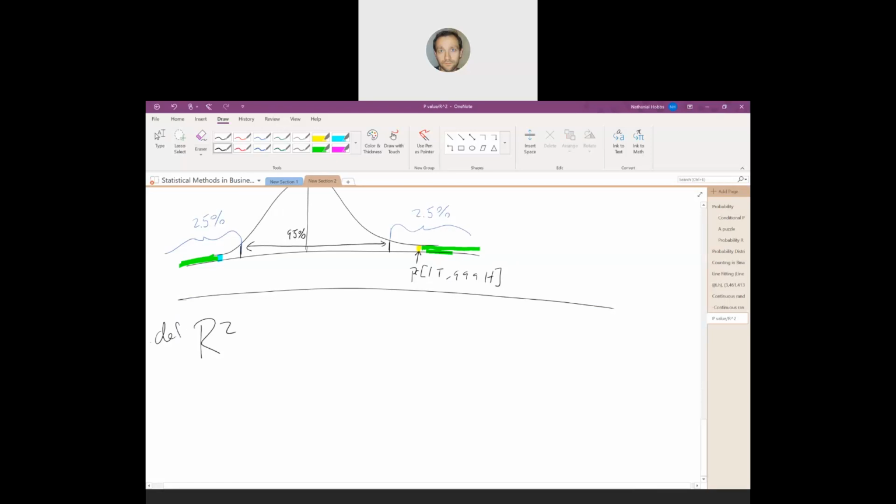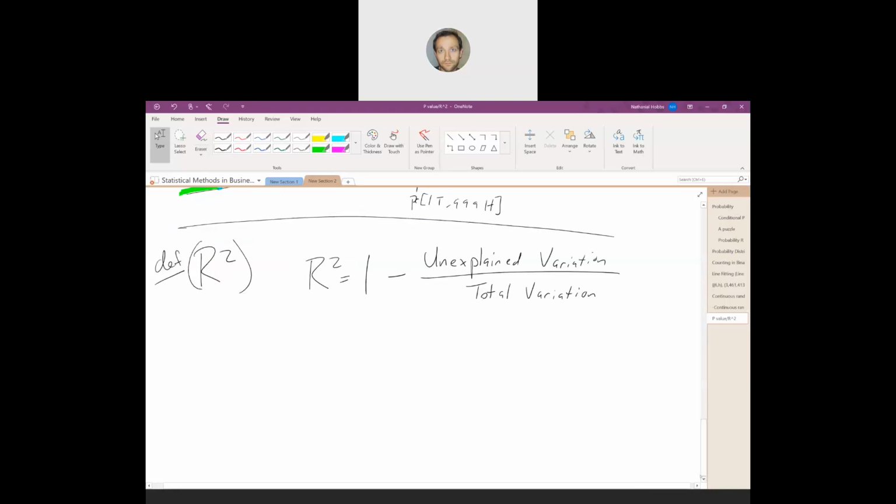Def. R squared. So here, R squared is equal to 1 minus unexplained variation over total variation. Now I have to talk about what variation is here. This is not variance. It's a different thing than variance.